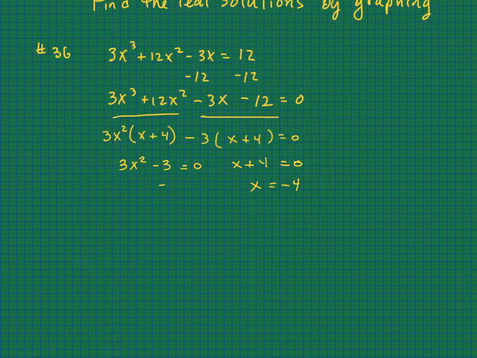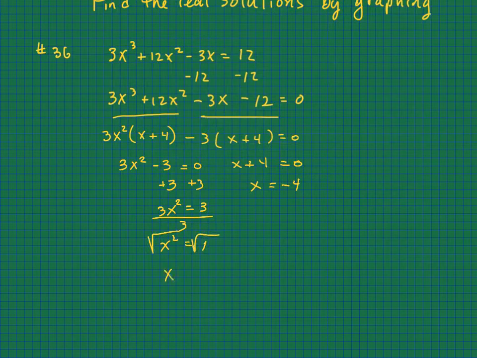The other solution is going to be a little bit different. Go ahead and divide by 3. We have x squared equals 1. Find the square root of both sides. We know that x is going to be equal to plus or minus 1. So I have x is equal to negative 4, x is equal to 1, or x is equal to negative 1.